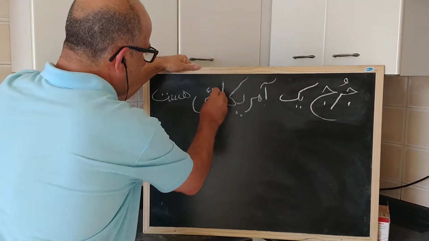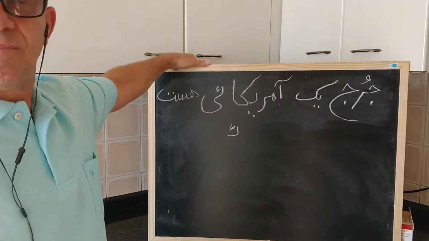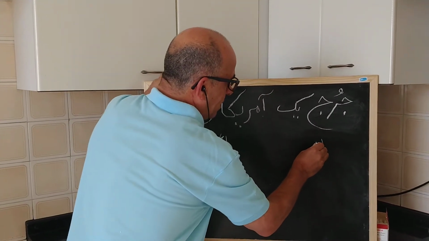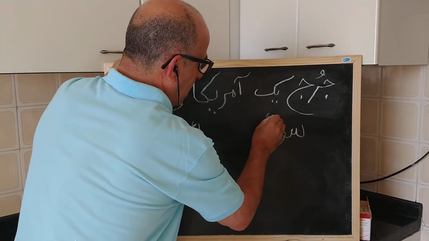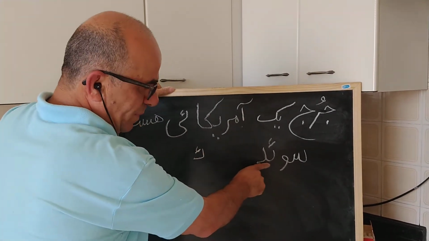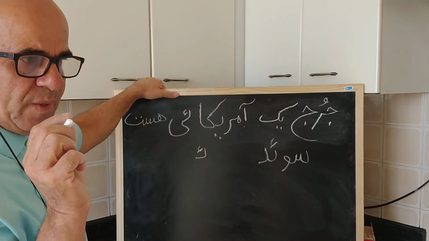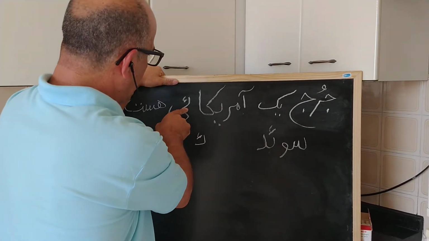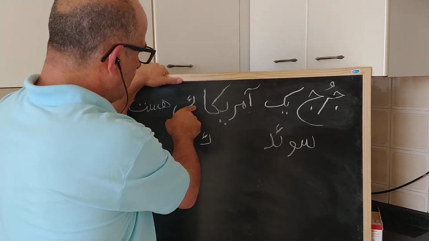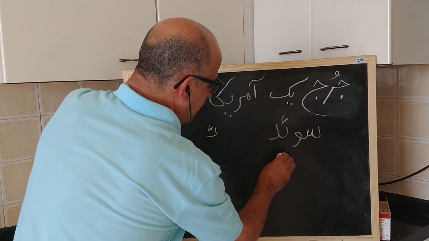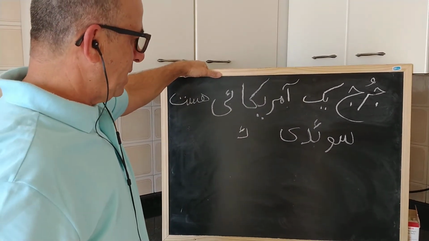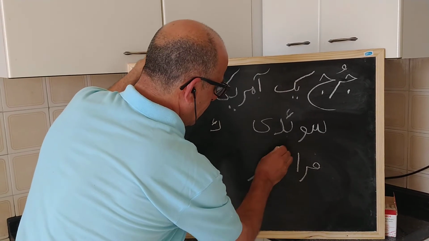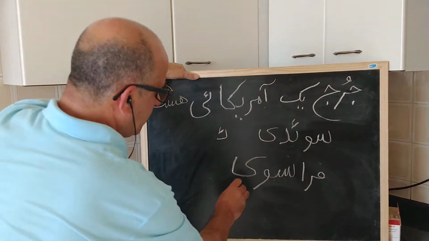George yek Amerikai ast. This is new. We want to see this in the name of some countries like Sweden. Swede. Okay. This is not in the alphabet. I know there are some countries written like that, but it's Amerikai. Because, look, Swedi, Swedish, Faransavi, French, okay, we just put an E.